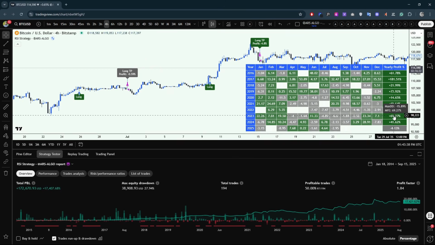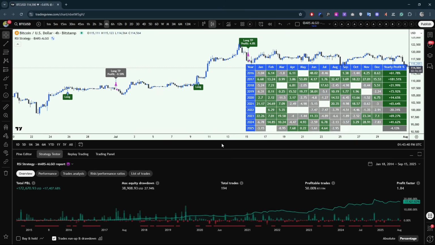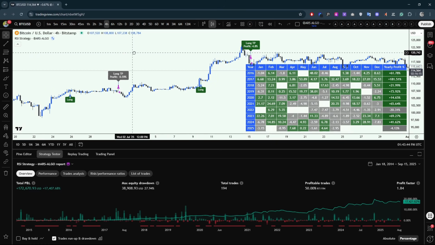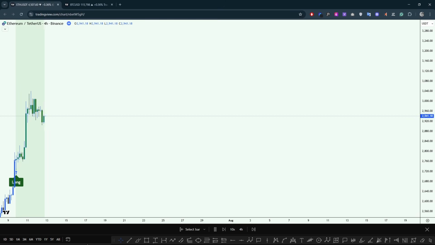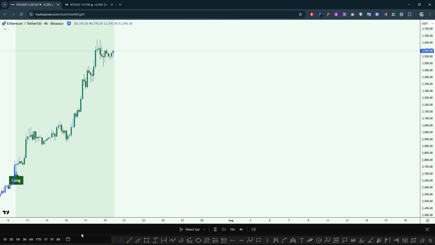Okay, so you can use this strategy on BTC and Ethereum. Also, you can try to test it on other pairs on the higher time frames, like 4 hour, 3 hour, 2 hour, 1 hour, and 1 day. Okay, that was the simple strategy with solid yearly return.